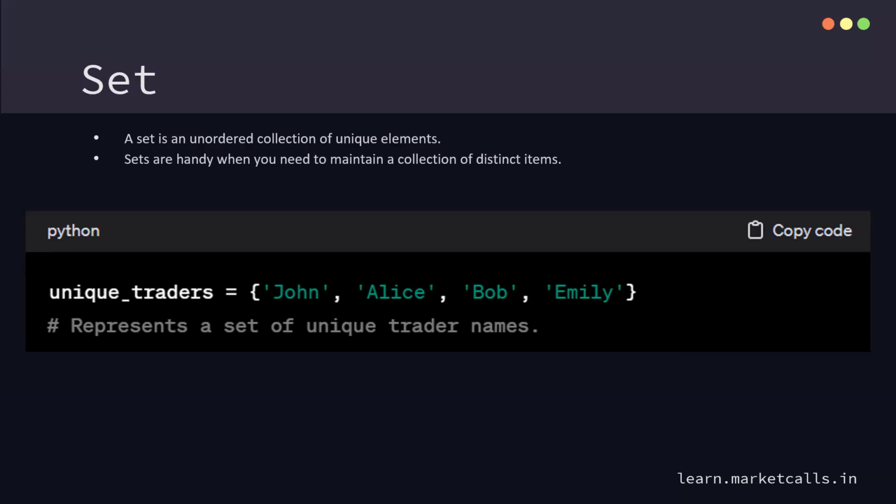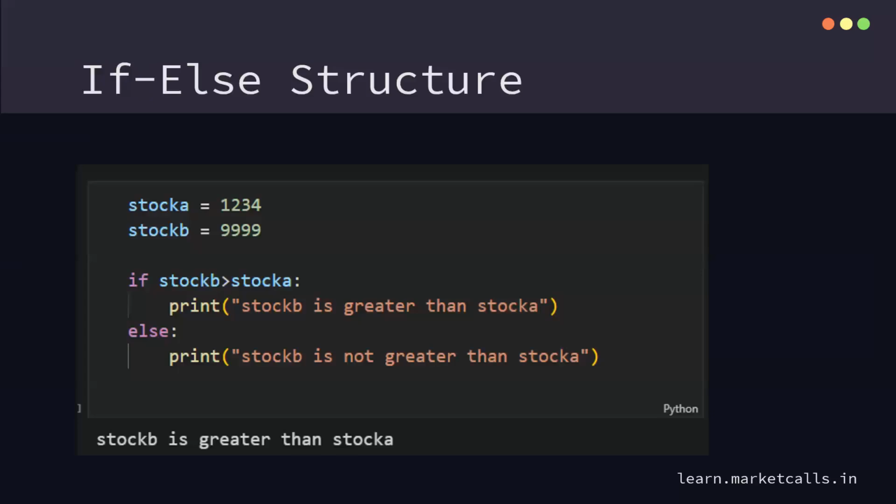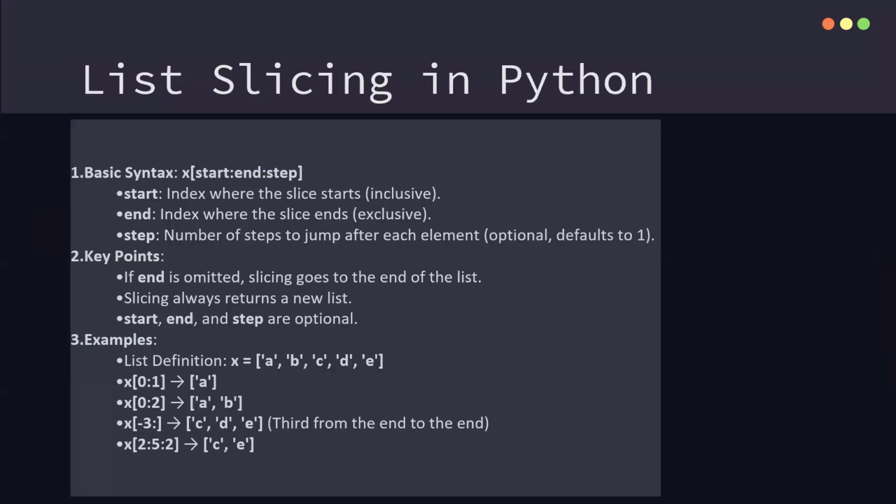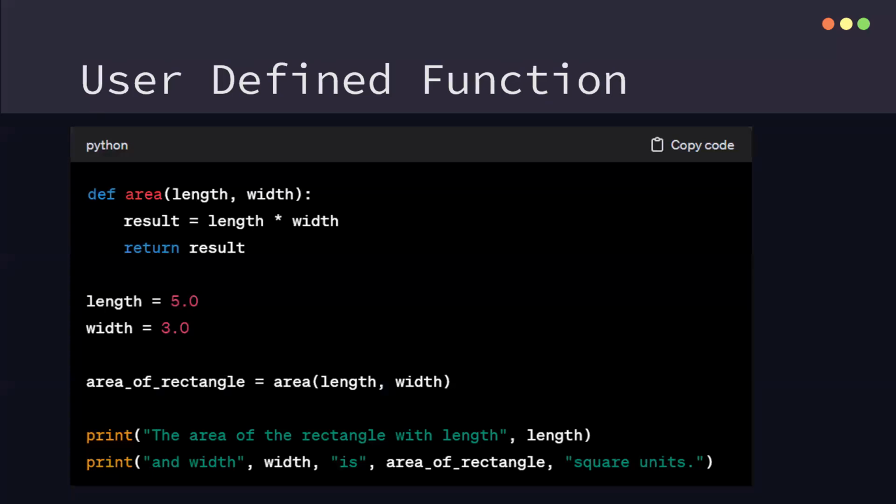All right, so now we'll move on to the next important thing. We also looked into the if-else structure. We also looked into the for loop. We also looked into slicing. We learned about slicing in Python, how to do slicing using string operations and list operations. We also learned about the basic syntax: start, end, and step. We learned that. Now we're going to move into a very, very important concept called user-defined functions.